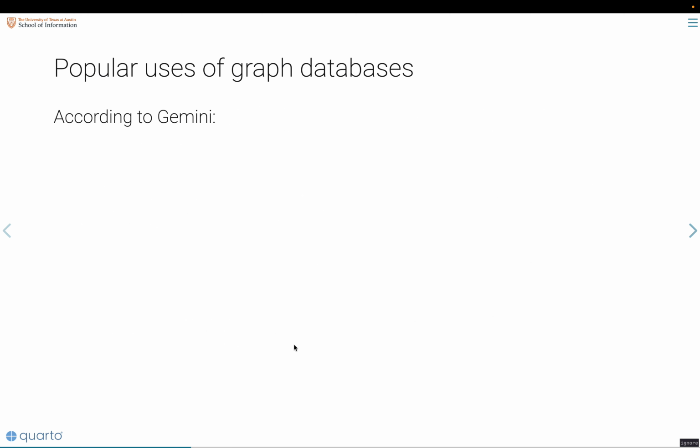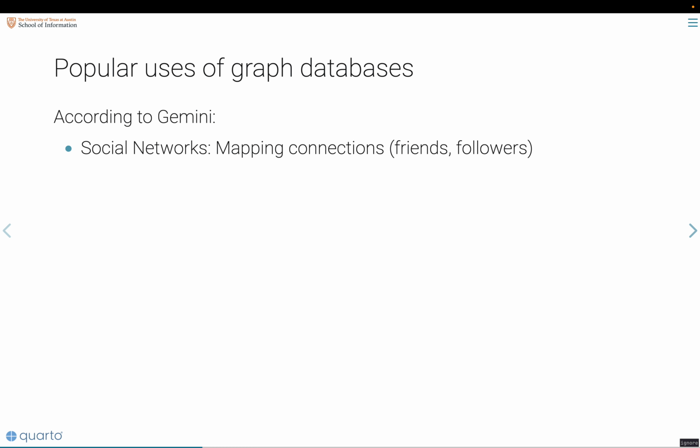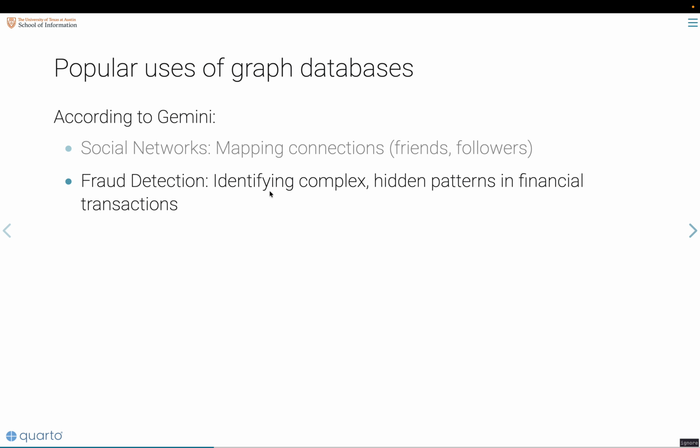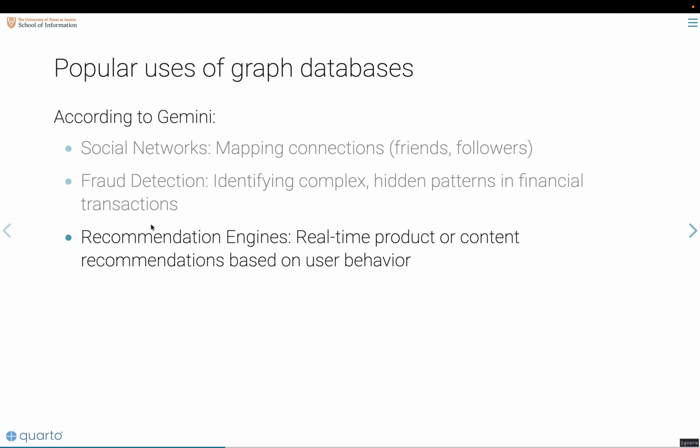And what are popular uses of graph databases? Well, the main one is social networks. There's no question that this is the dominant thing. Facebook and Instagram and TikTok and so on all use graph databases to keep track of friends and followers. It's also used in fraud detection, which identifies complex hidden patterns in financial transactions. And it's also used in recommendation engines for real-time product or content recommendations based on user behavior.